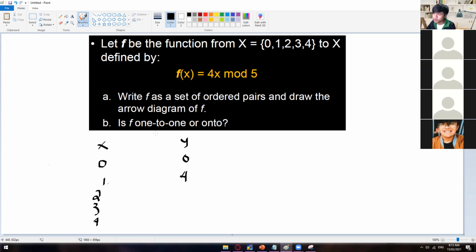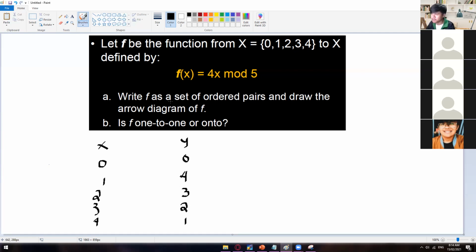And if we have 2, 4 times 2 is 8. 8 mod 5 is how many? 3. Right, very good. And if we have 3, 4 times 3 is 12, and 12 mod 5 is 2. Very good. And if we have 4, 4 times 4 is 16, and 16 mod 5 is 1. Right, very good.